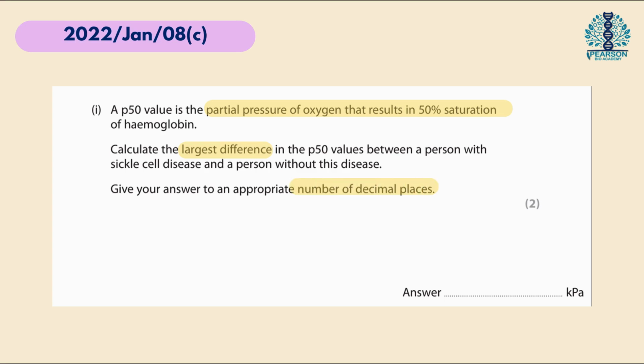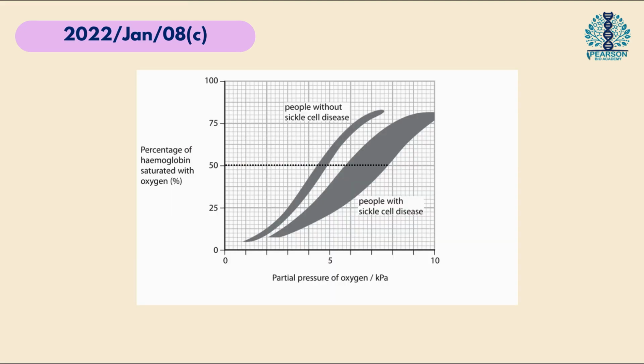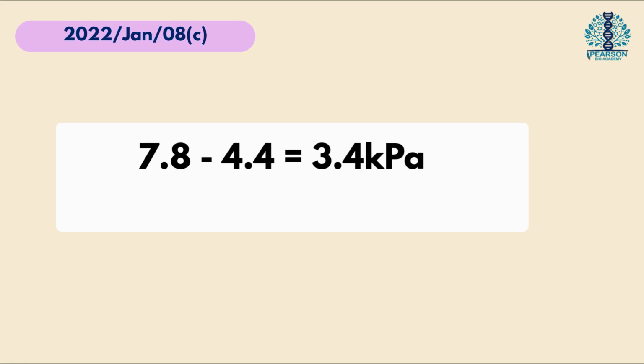So you need to be very careful here. You must present the answer exactly in the way they ask. Largest difference means you take the highest value for the sickle cell disease and the lowest value for the healthy group. So, from the graph, with sickle cell disease, the highest P50 value is 7.8, and without sickle cell disease, the lowest P50 value is 4.4. Now, subtract, so the answer is 3.4. Next question.